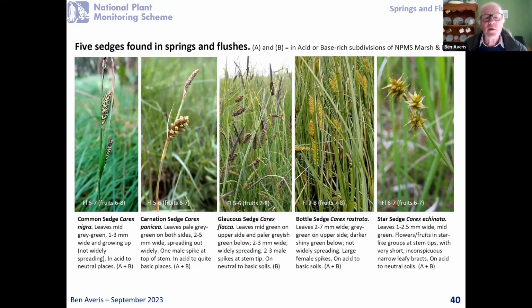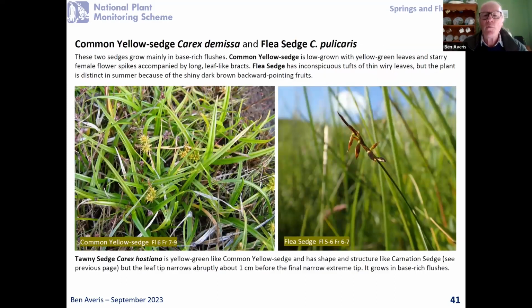Anyway, yeah, carnation sedge, common sedge, glaucous sedge, bottle sedge and star sedge, between them a kind of mix of acid and more base-rich places. They're all quite easily recognizable sedges, and they're all pretty common. And the same is true of these ones, common yellow sedge, that's that one, and the flea sedge, which is unmistakable, especially about this time of year, or going back a bit, the last couple of months really, when it's in fruit. And those little fruits sort of point backwards, and nothing else is like that. These are both species that really are most common in the more base-enriched flushes.